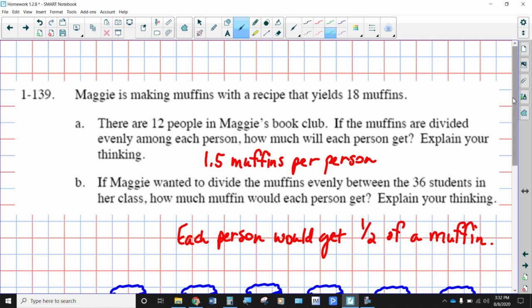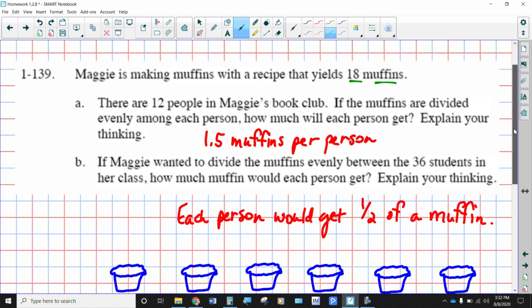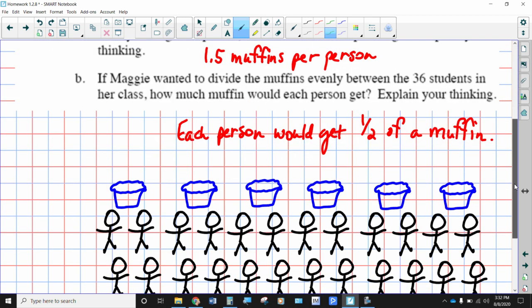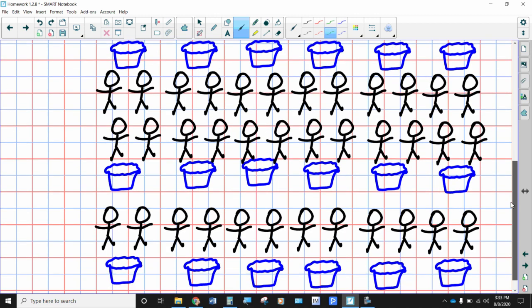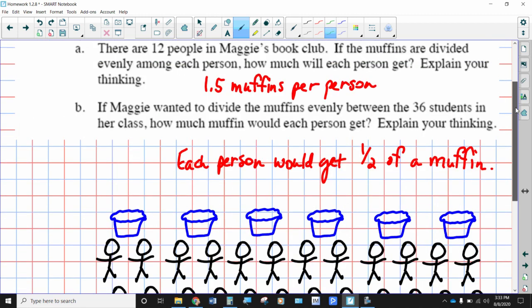Maggie, ooh, speaking of pictures. Maggie is making muffins with a recipe that yields 18 muffins. There are 12 people in Maggie's book club. If muffins are divided evenly amongst each person, how much would each person get? Okay, so is this our 12? No, this is a different, that's for the other problem.